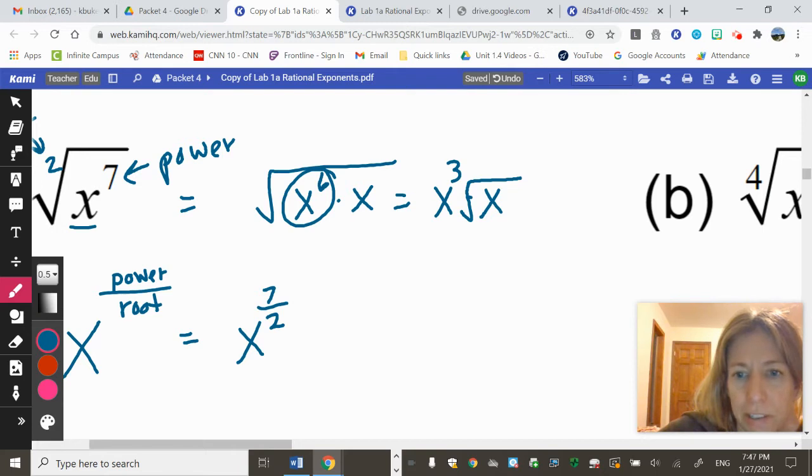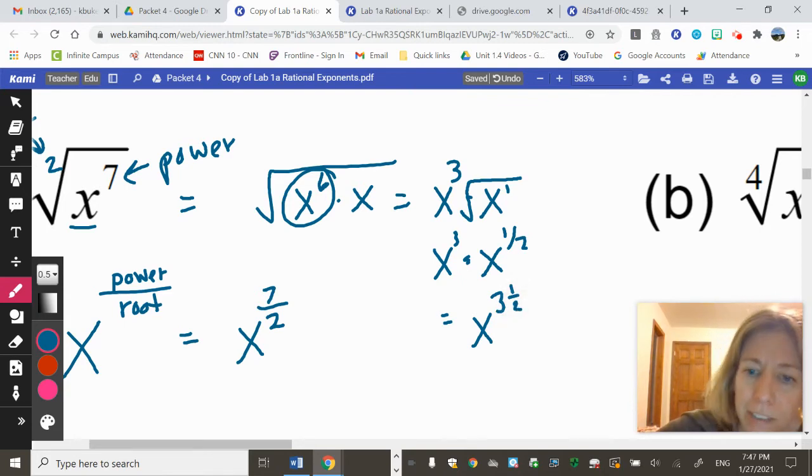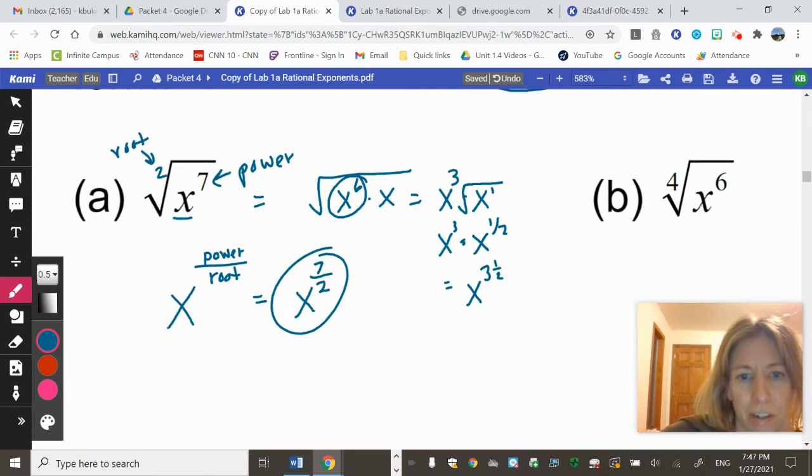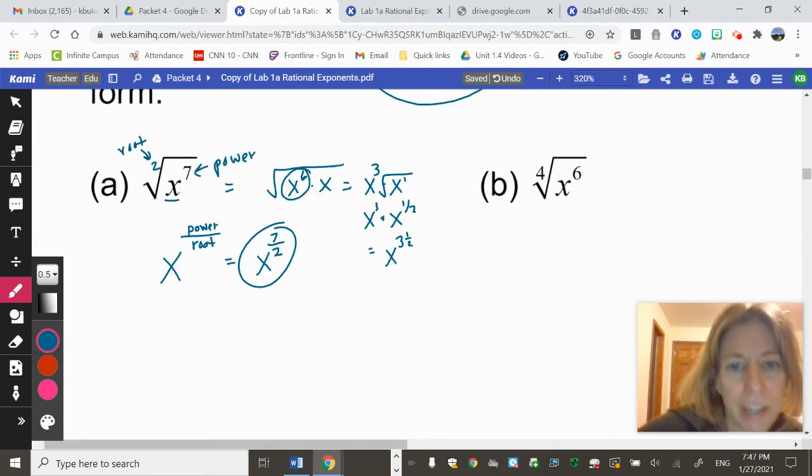And if you look at this, now that we know we have x to the 3rd times the square root of x, we said the square root of x was the same as x where the power is 1 and the root is 2, so it'd be x to the 1/2. And then when we multiply, we add exponents. So this would give us x to the 3.5. And if we write that as an improper fraction, sure enough, we get x to the 7/2. So it's just another way to manipulate exponents.